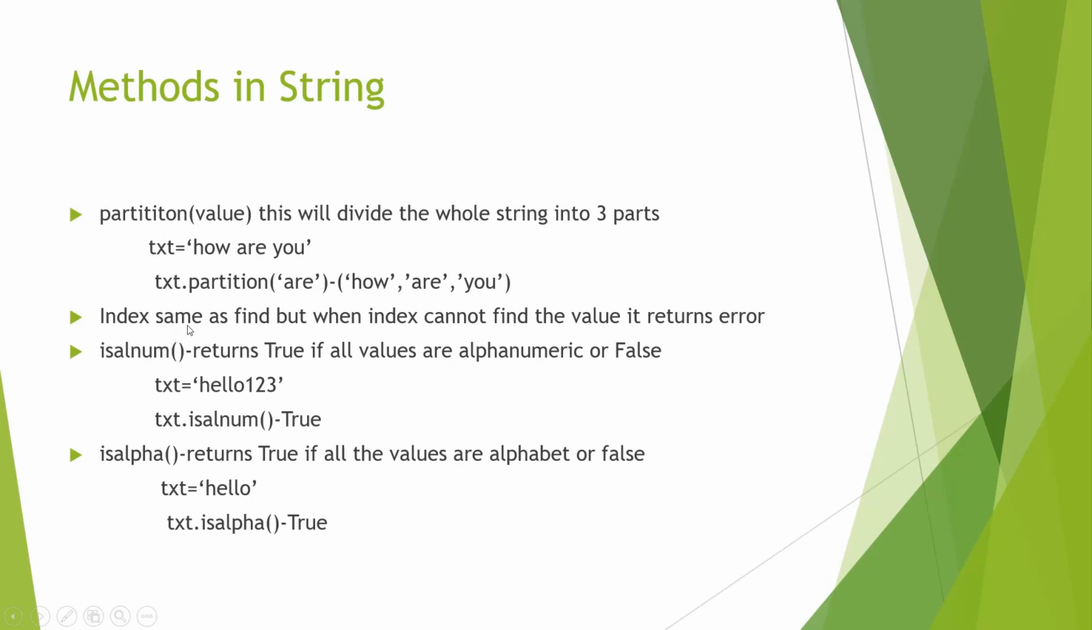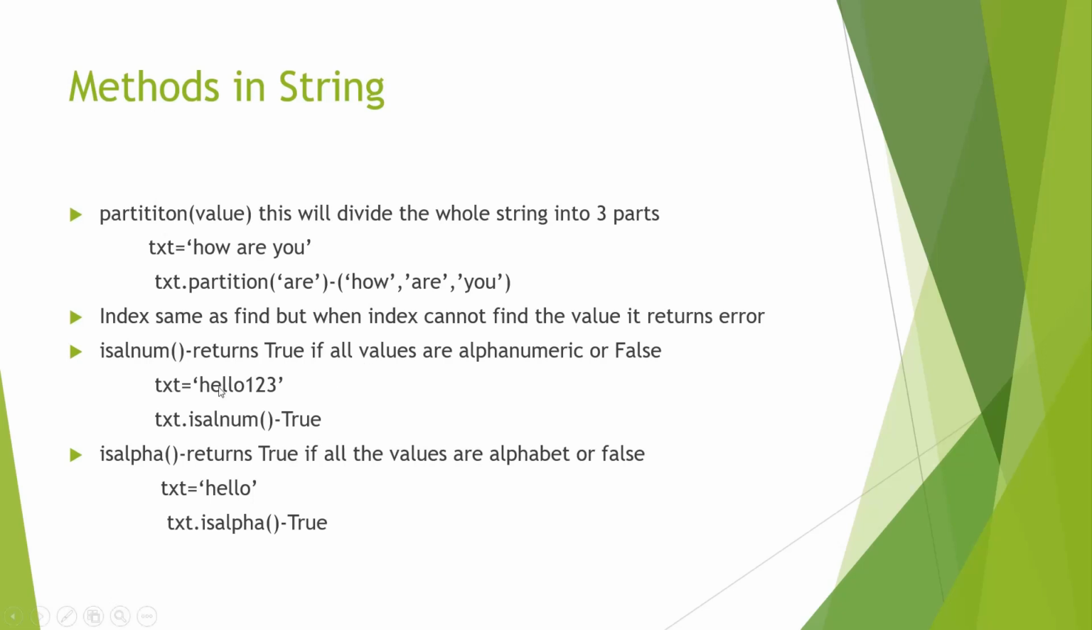Then we have the index method, which we have seen already. It is same as a find method, and if it cannot find the value, then it gives us error. Then we have isalnum. Now this method here returns true if the values within the string are either alphabet or the number.